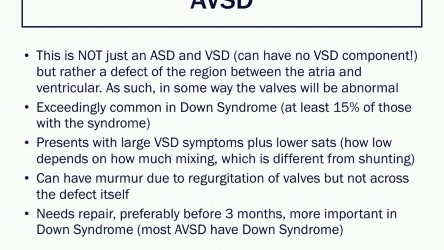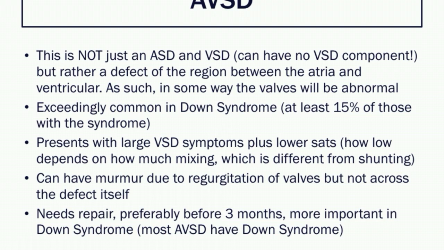It's very common in Down syndrome, so Down syndrome patients will have a 15 to 25% chance of having an AVSD, and they have a 50% chance of having a cardiac defect, most commonly AVSDs. It's very uncommon to have an AVSD without Down syndrome, although it does happen.